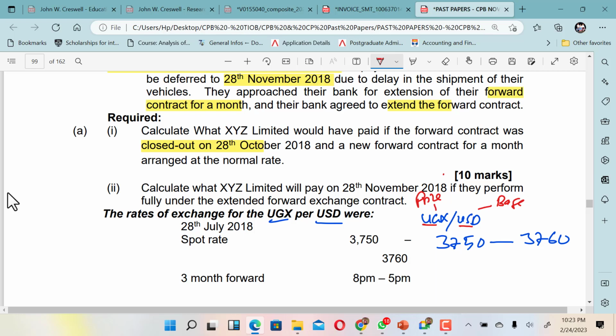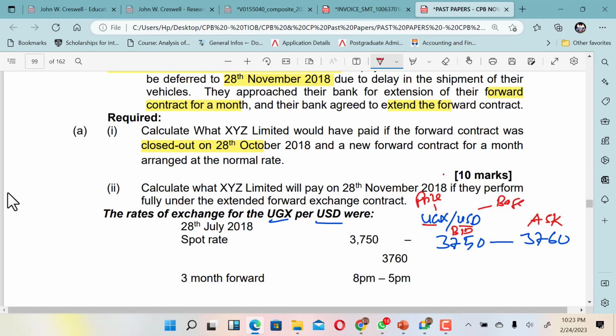Now, under direct quotation, the higher rate will be the selling rate and the lower rate the buying rate. Therefore, 37.50 to 37.60, 37.60 is going to be the selling rate, whereas 37.50 is going to be the buying rate.